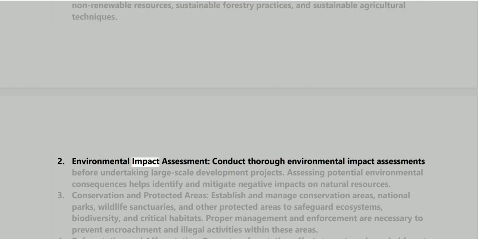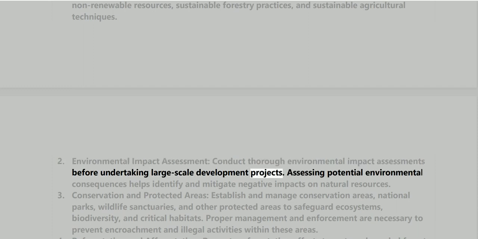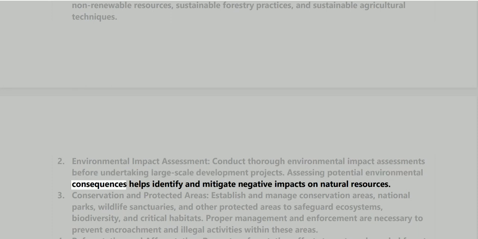2. Environmental impact assessment. Conduct thorough environmental impact assessments before undertaking large-scale development projects. Assessing potential environmental consequences helps identify and mitigate negative impacts on natural resources.